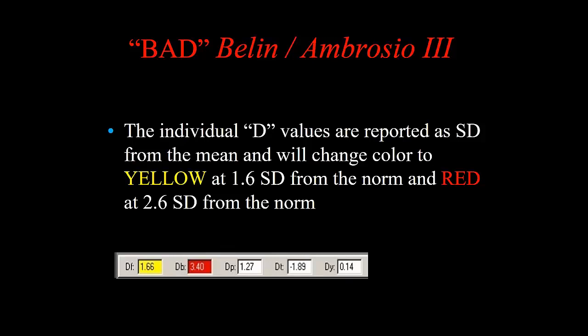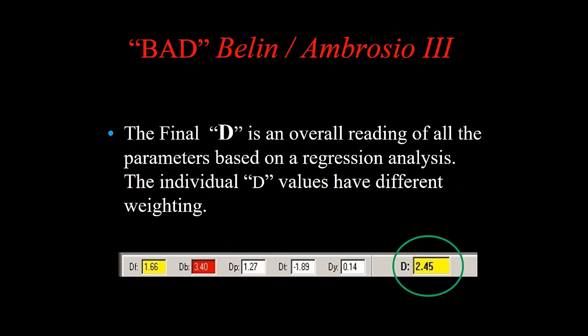No single individual parameter in itself has predictive ability. So I don't want anyone overreading each individual parameter. It's really the final D value, which is produced by a regression analysis of all the parameters, that is the most important. And that's one designed to have predictive value.